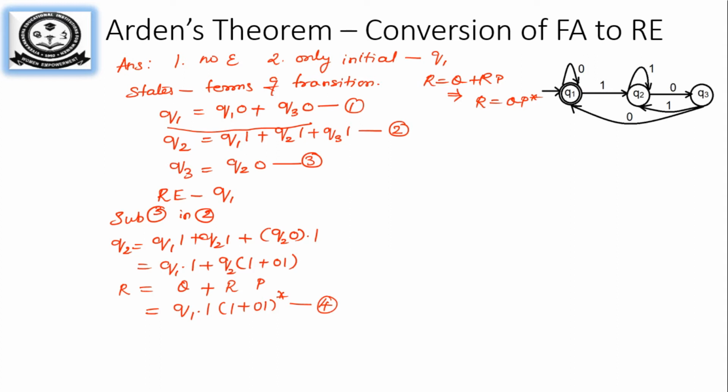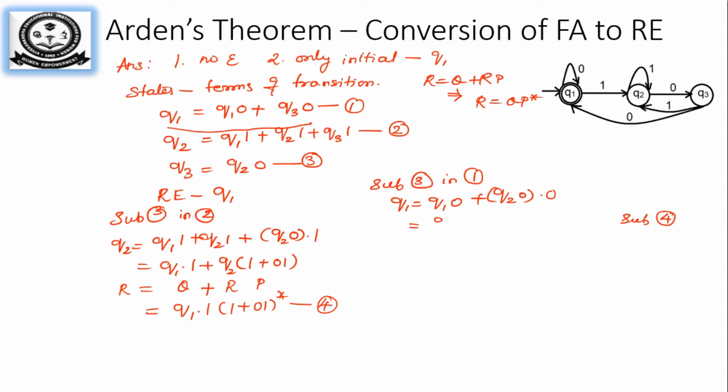Now we know the value of Q2. First, we will substitute Q2, that is, we will try to solve this. Q2 has to be brought into the first equation. We have Q3 here, so we will substitute equation number 3 in 1. So Q1 = Q1 0 + Q3 0, and instead of Q3 we substitute Q2 0, so we will have Q2 0 0. Now we substitute the Q2 value from equation 4 in this equation, so we will write it over here, substitute 4.